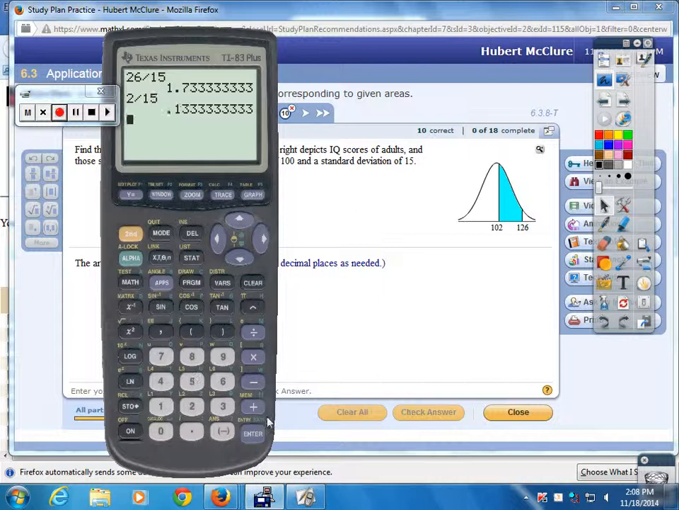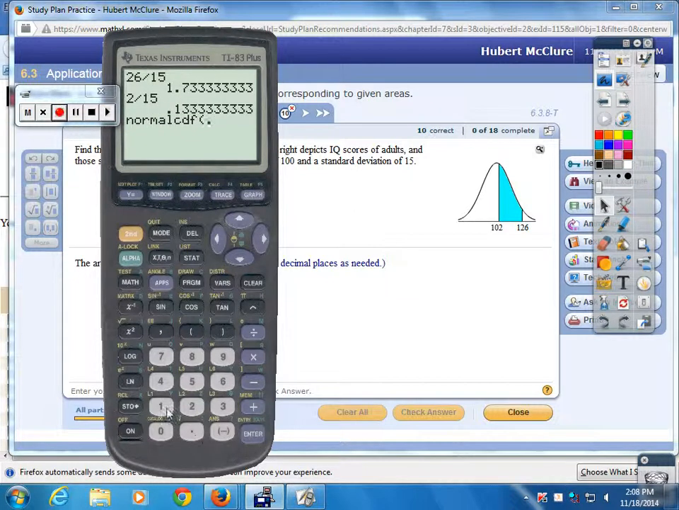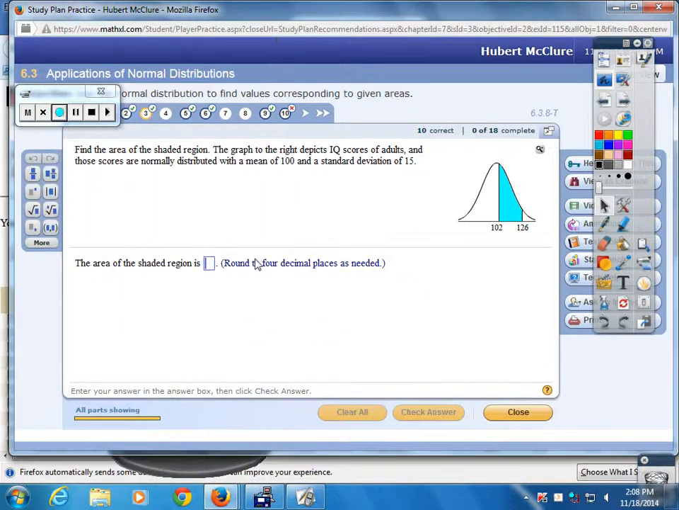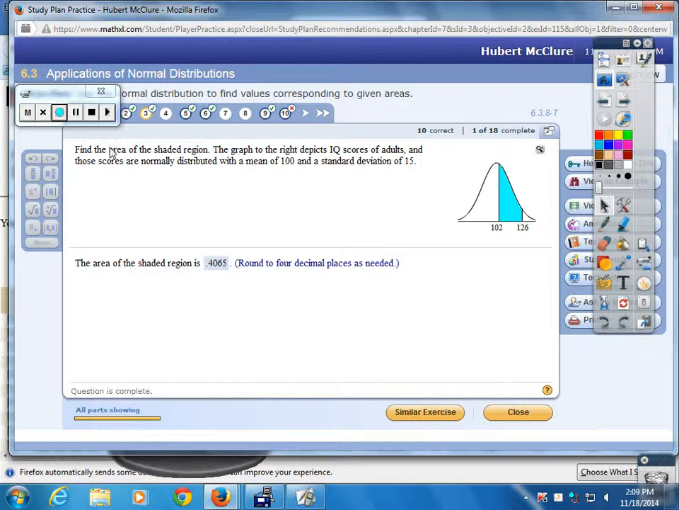All right, so now you do second function, vars, normal CDF, and go from 0.1333, comma, 1.73. You hit the enter button, and I got 0.4065. And you type that in, and you feel good about yourself. All right, now you've got two sections of homework to work on.